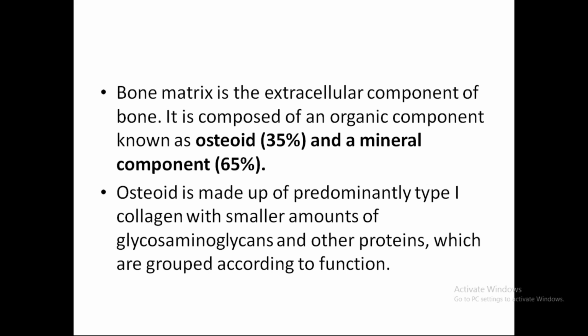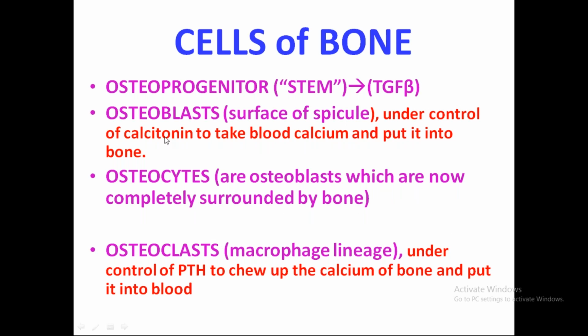The cells of the bone are osteoprogenitor, which is the stem cell from which the other cells arise. They are osteoblasts, which themselves convert into osteocytes, and the other cells are osteoclasts.